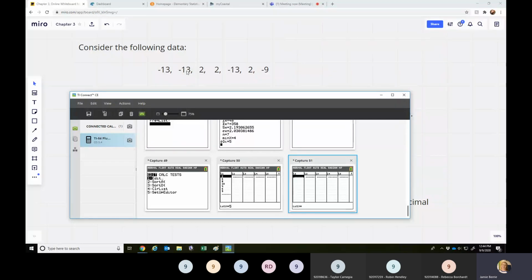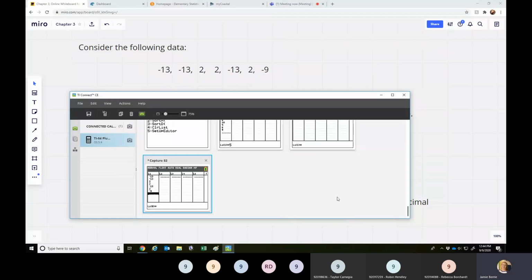So -13, -13 again, 2, 2, -13 again, 2 again, -9. Just to remind you, your calculator will not calculate the mode for you. Looking at this, it looks like a bimodal data set. It has 2 modes, -13 and 2.